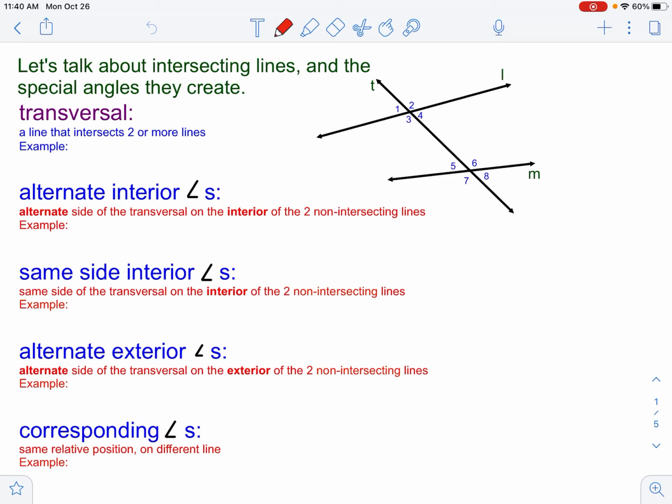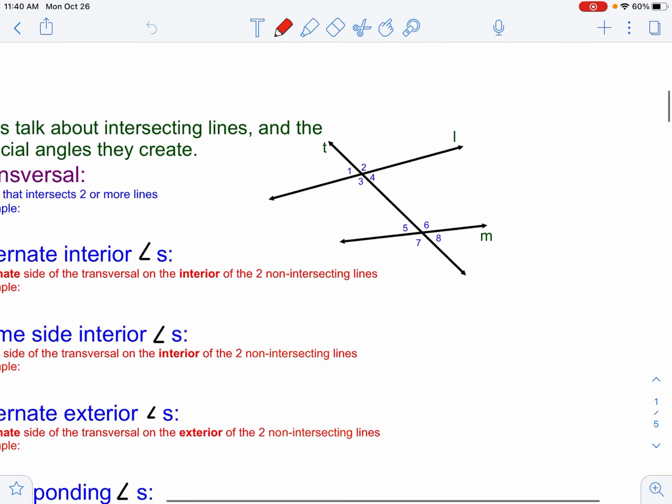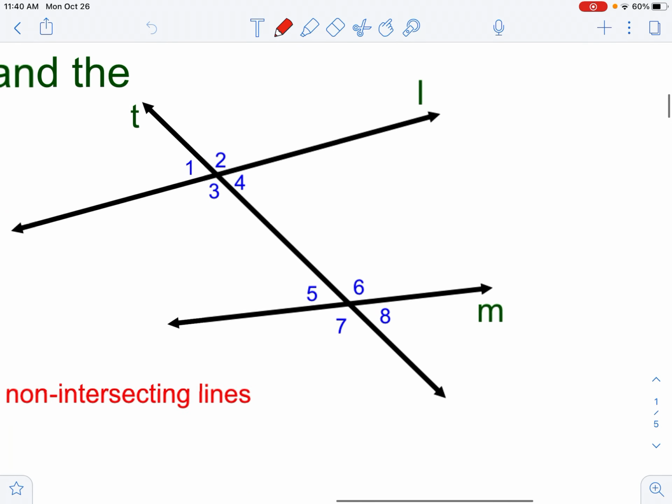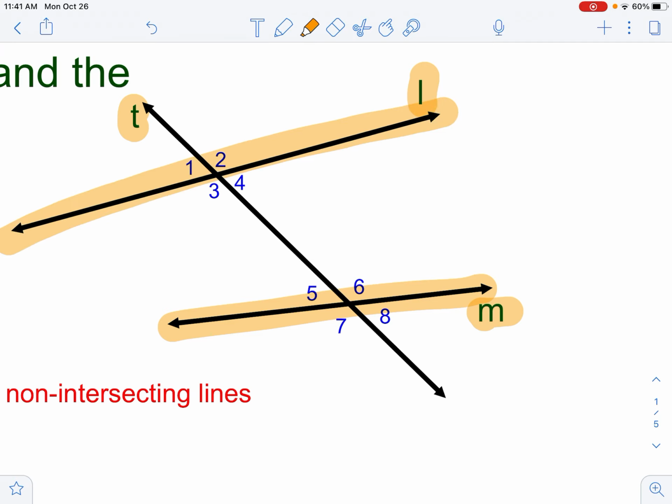So first off, we have this first vocabulary word, which is a transversal. A transversal is a line that intersects two or more lines. So if you look at our diagram over here, we have three lines drawn. We have line T, we have line L, and we have line M. This is line M, this is line L, and this is line T.